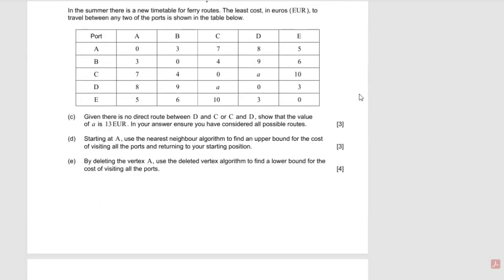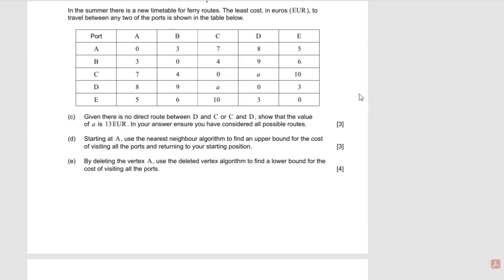And they're saying in the summer, there is a new timetable for ferry routes. The least cost in euros to travel between any two of the ports is shown in the table below. So these are the costs in euros. Part C. Given that there is no direct route between D and C or C and D, show that the value of A is 13 euro. In your answer, ensure you have considered all possible routes. So I can't go directly from D to C or C to D, right? So that A, I need to show that it's 13 euros.